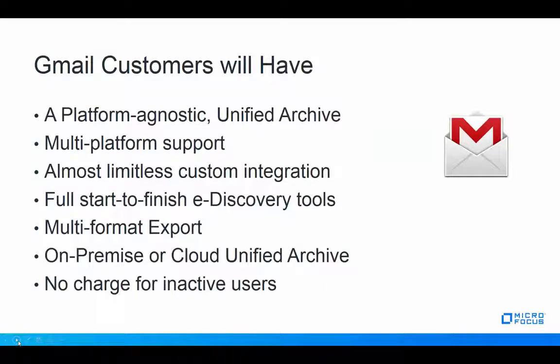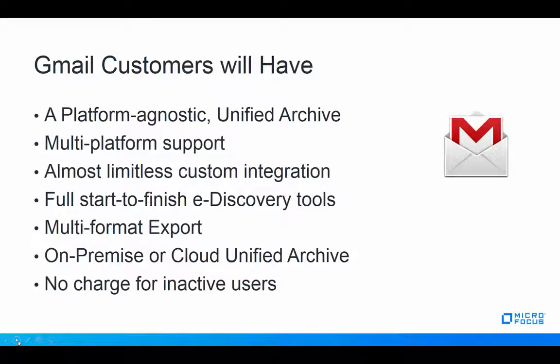Now, in particular with Gmail, to contrast it with Google Vault, what's built into Gmail, Retain has a platform-agnostic unified archive, meaning that it archives more than just email, where Google Vault only does Gmail. It can archive other platforms as well. You can have custom integration, so that means you can integrate with your mobile, your social media. You can do a lot of different things there.